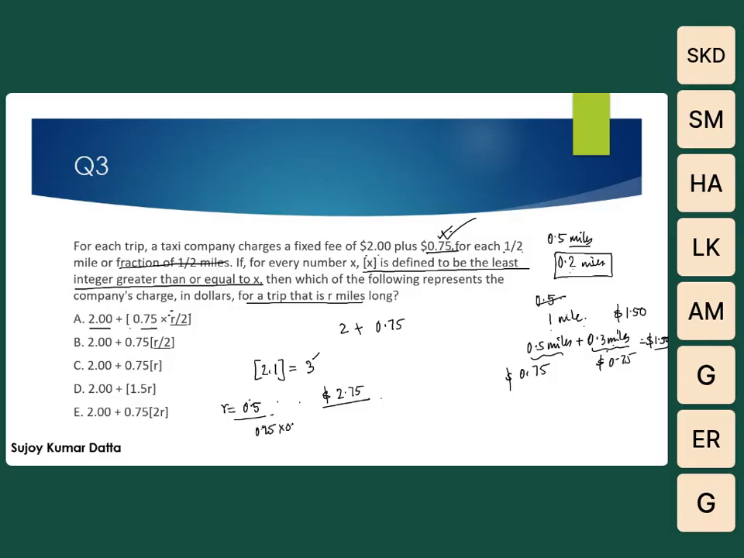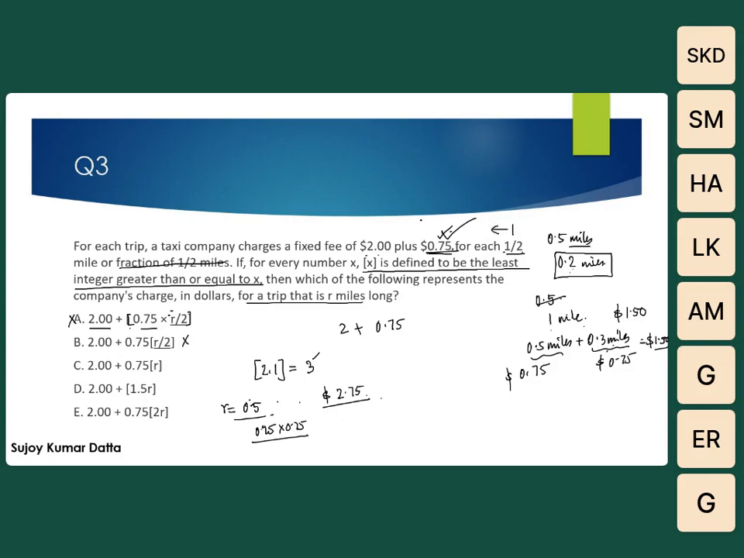Okay, times 0.75, which is definitely less than 0.75. And if you take a box function, it's not going to become 2.75. So that is out of the question. That's wrong. Here also, it's clearly wrong, because it is saying for half a mile, you are going to pay 75 cents. So if you traveled for 1 mile, you would have paid double, right?